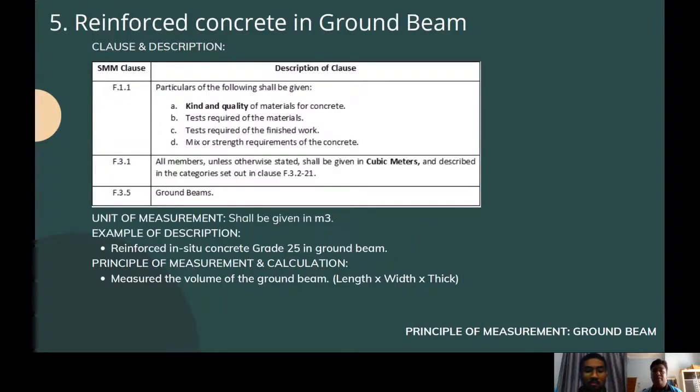So next is reinforced concrete in ground beam. The clauses used for this item are F.1.1, F.3.1, and F.3.5, which need to state the kind and quality and be measured in cubic meters. The example of the description is reinforced in situ concrete grade 25 in ground beam. The principle of measurement and its calculation is to multiply the length, width, and thickness of the ground beam.